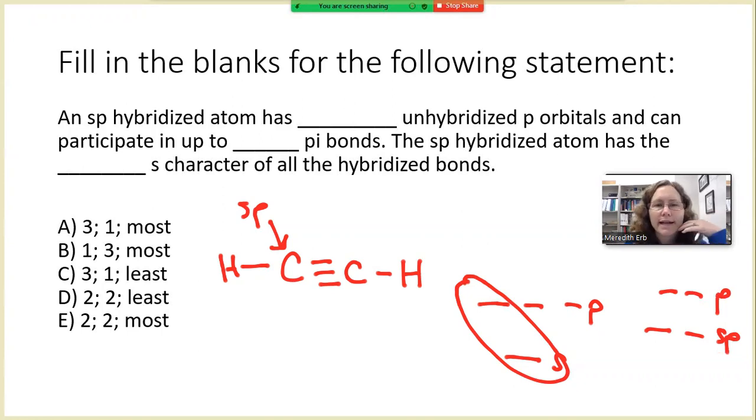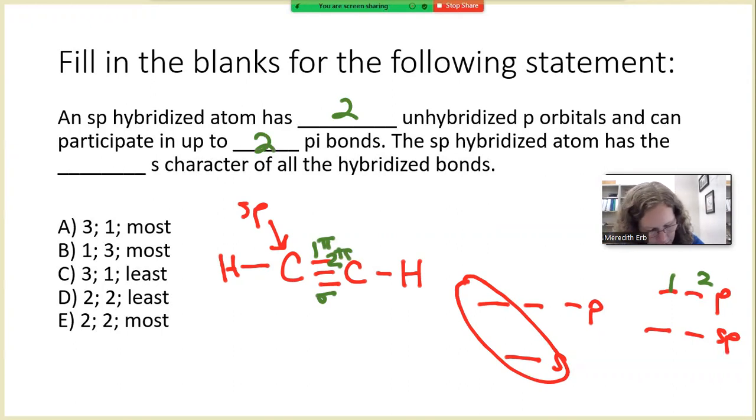So an sp hybridized atom has how many unhybridized p orbitals? To answer that, we just count them up, 1 and 2. So 2 unhybridized p orbitals, and can participate in up to how many pi bonds? The max number of pi bonds is 2. A triple bond is made up of 2 pi bonds and 1 sigma bond. So max of 2 pi bonds.